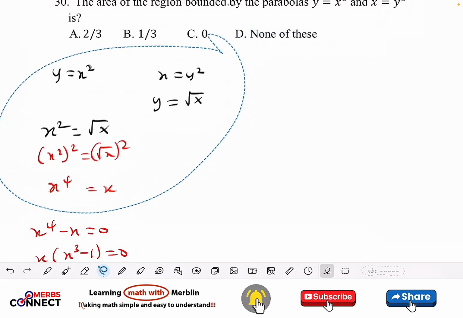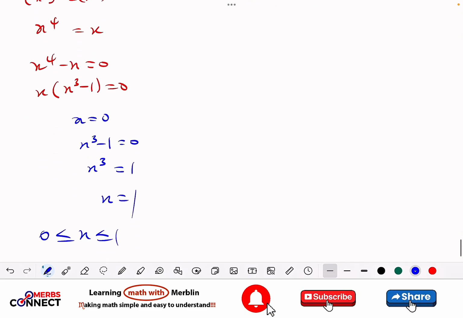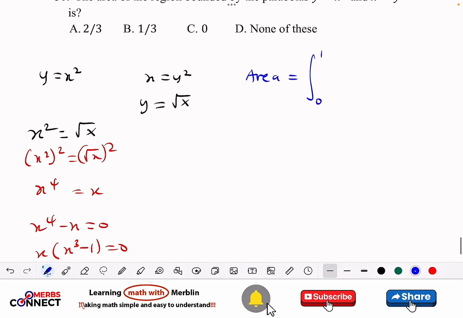Now we need to know how we are going to do the integration, because we know that the area is going to be from 0 to 1. Now the function above minus the function below, dx. So now the question is, which function is above and which function is below? That's basically what we just need to know.